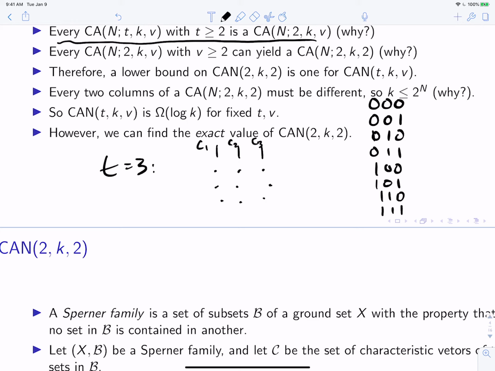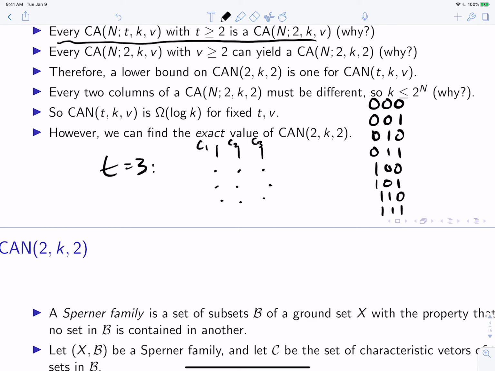I love Notability. Okay. So here are three columns, and all of the 8 binary vectors are here. So now I claim that the same array, those 8 rows and 3 columns, is also a covering array of strength 2. How can you be sure? Without even looking at the array, how do you know for sure?